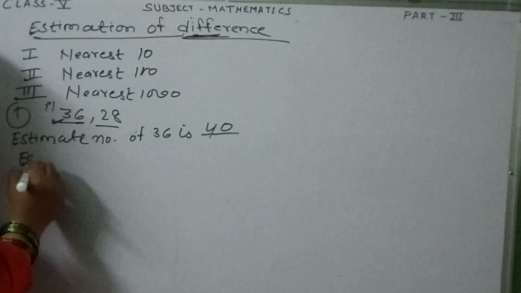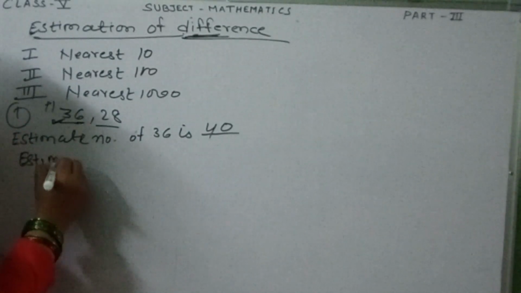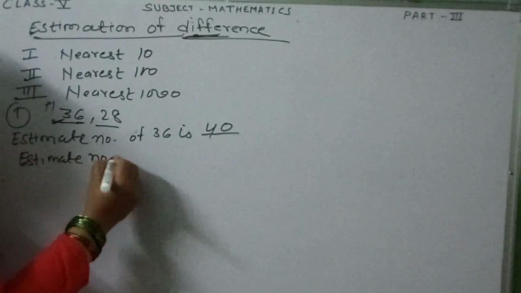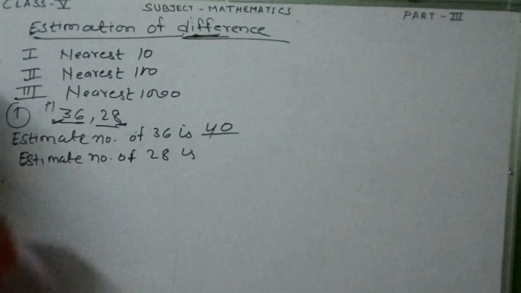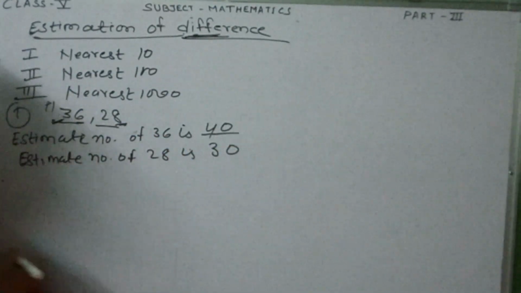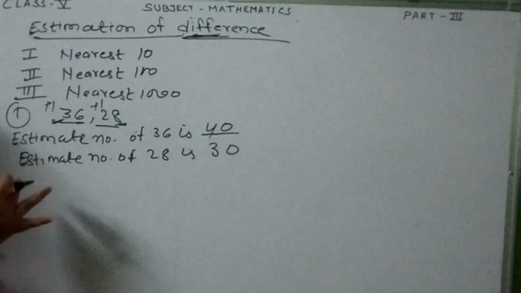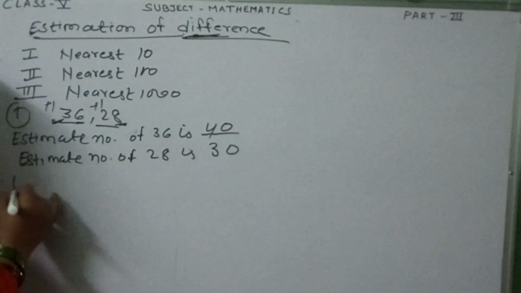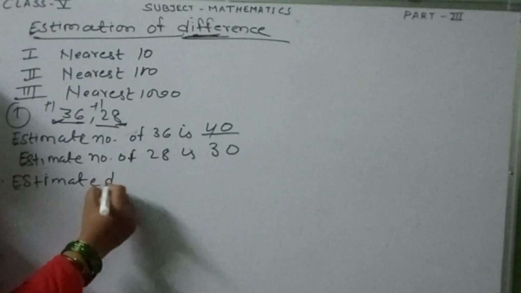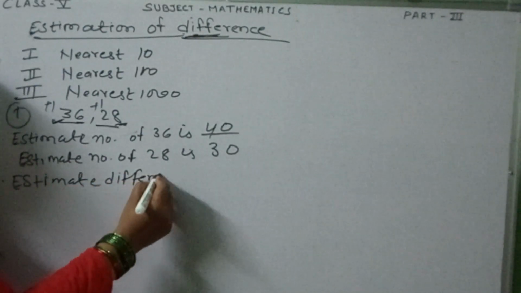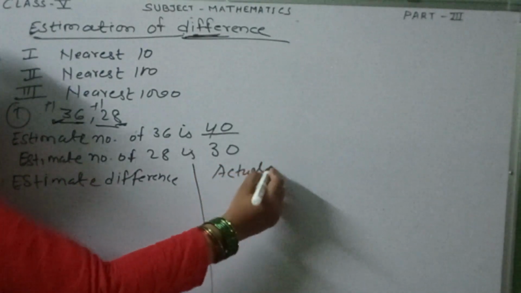Same way, the estimation number of 28: here 8. 8 is greater than 5, so we will add 1 and this one will be 0. Okay. Now the difference, the estimate difference. You have to write here the estimate difference, and also you have to find the actual difference.